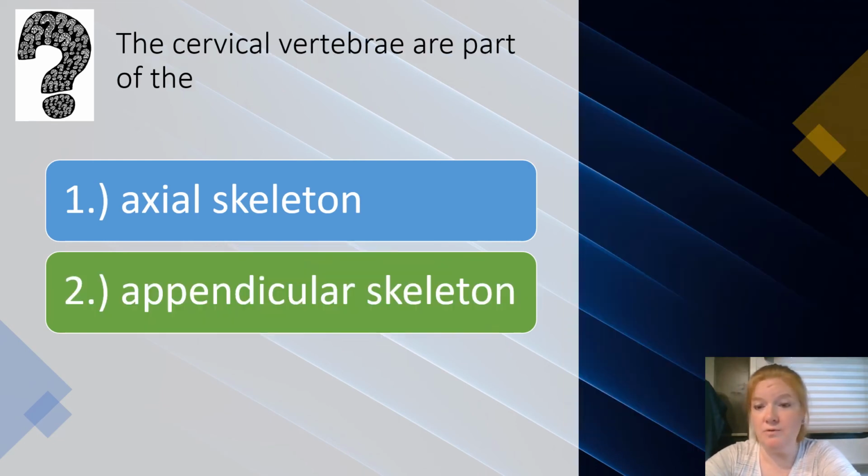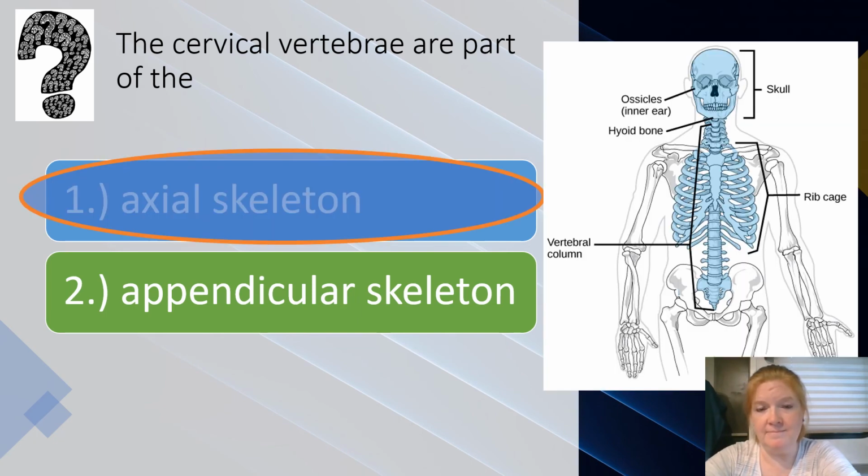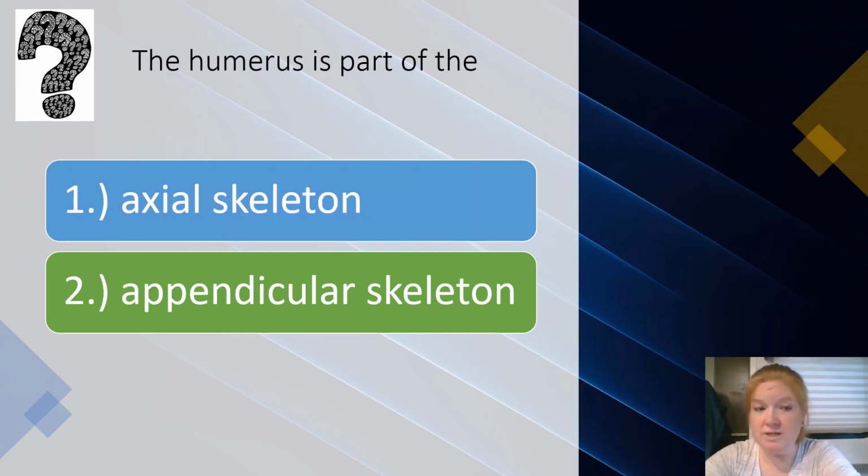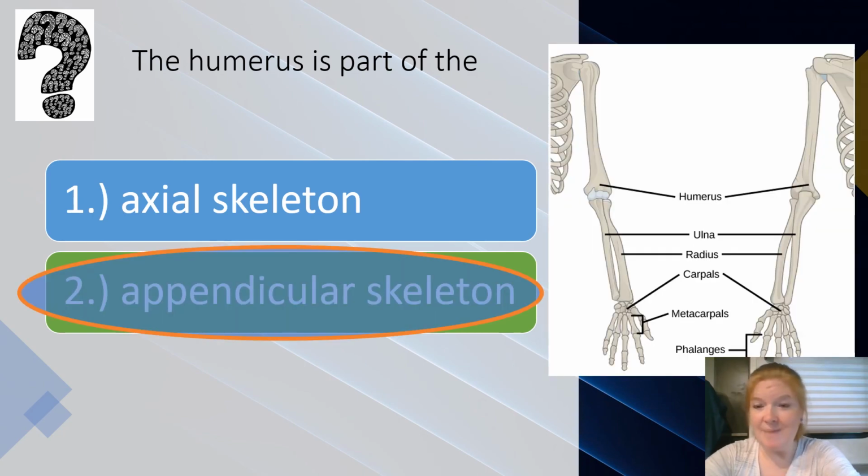The cervical vertebrae, axial, doesn't matter which vertebrae they are. The humerus, that's appendicular, it's one of your arm bones.